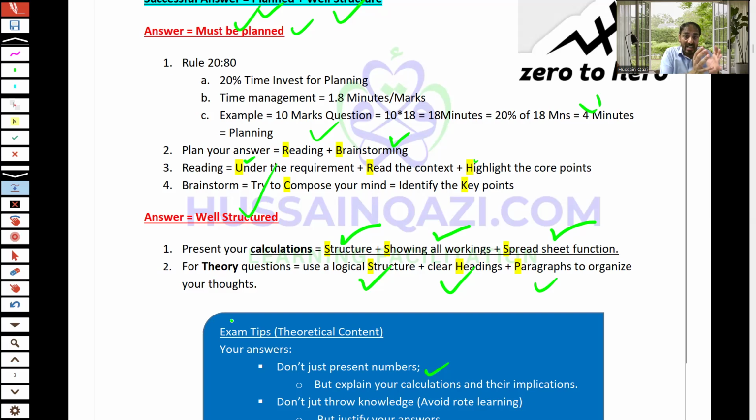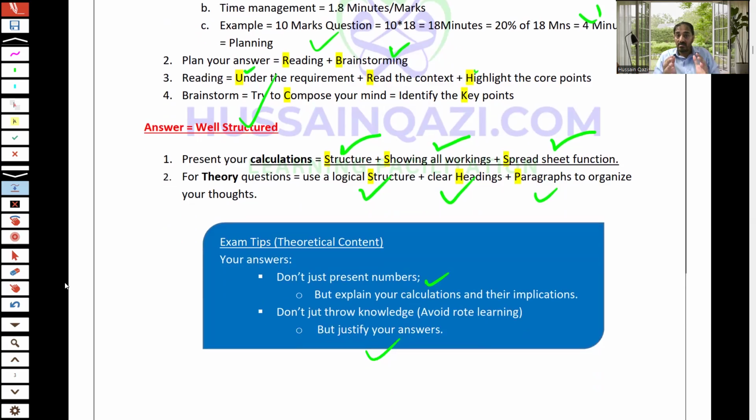Reading means clearly understand the requirement, read the context and highlight the core points. Avoid unnecessary workings for calculation, avoid unnecessary drafts for theory. For brainstorming, compose your mind, for both calculation and theory. Don't be in a hurry. Plan your answer. Identify key points. Then attack. Your answer must reflect a well-structured and professional answer.